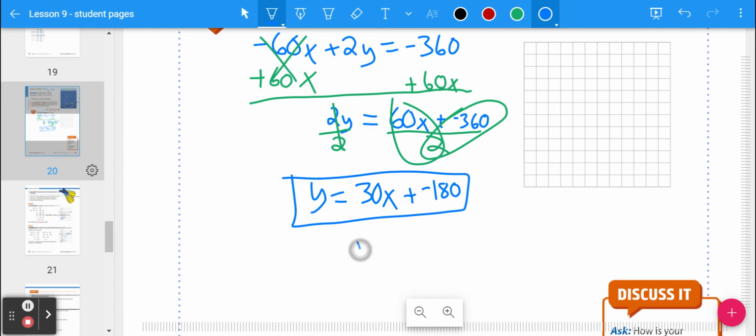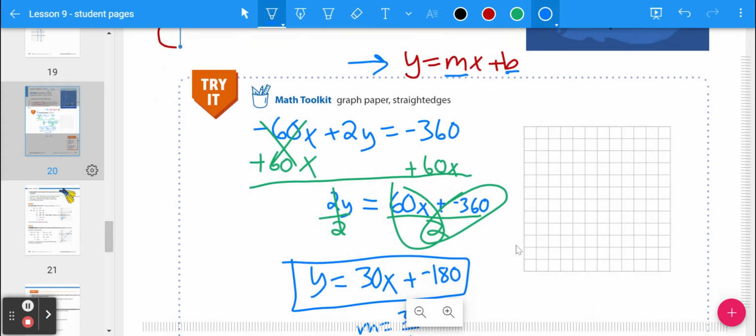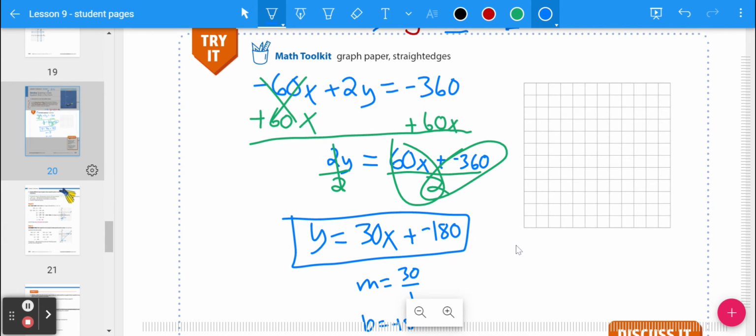We have the slope is 30, or 30 over 1. We have the y-intercept is negative 180, so that's where we're going to start. That must mean he's 180 feet below sea level. I think it's feet. And he's going up at 30 feet per minute.